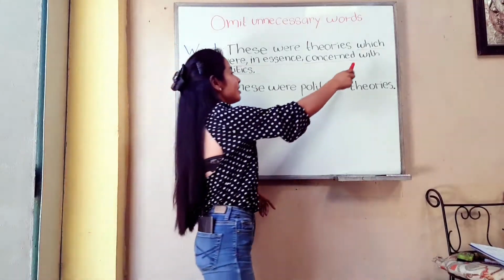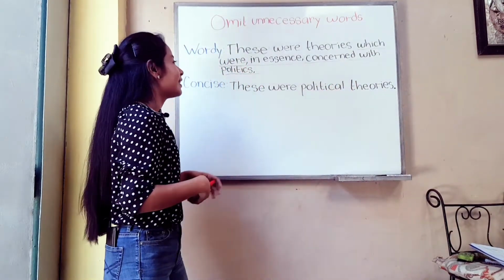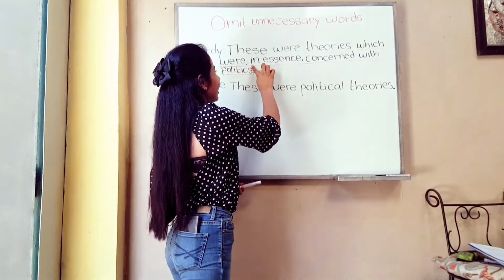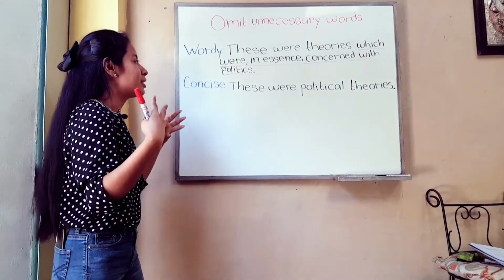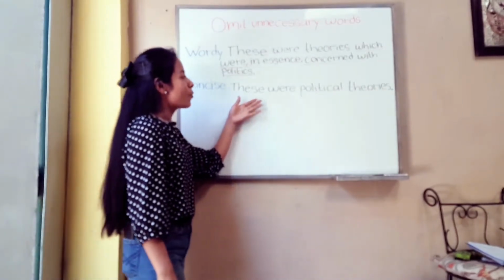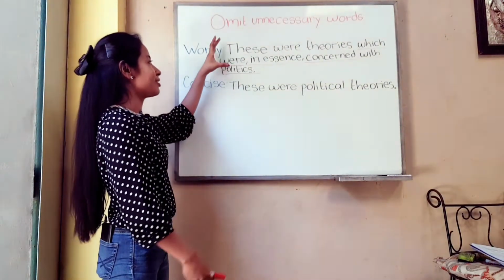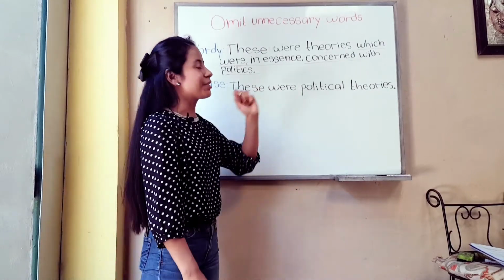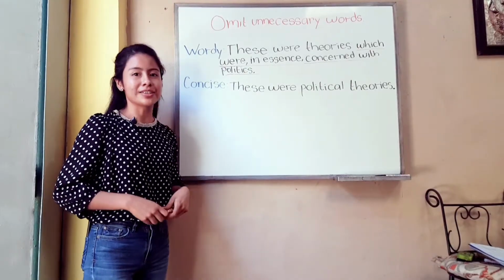We have here an adjective clause, a relative pronoun that introduces an adjective clause that at some point is unnecessary. And also we have here this expression that makes the sentence so much longer. So the concise version is, these were political theories. As you can see, we reduce all of these words to only four words. So it is important that you omit unnecessary words.